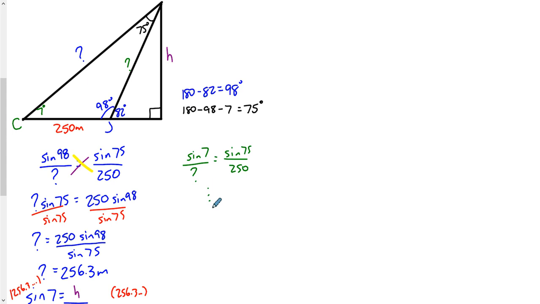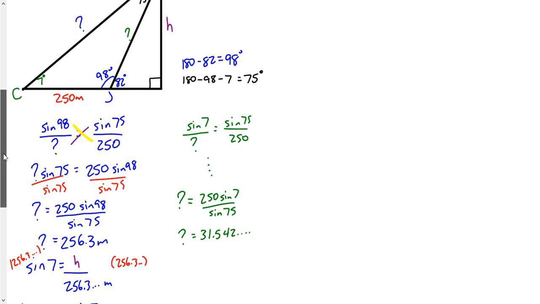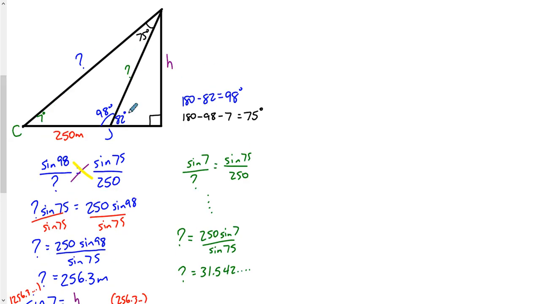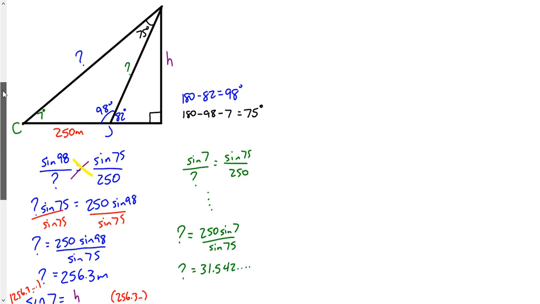Still, after all the calculations, obviously I would expect that you would show your work: 150 multiplied by the sine of 7, divided by the sine of 75. I get 31.542, and so on and so forth. And then I can use that side and my 82 to find out my height.